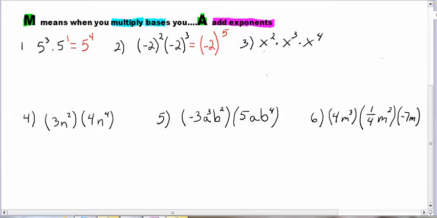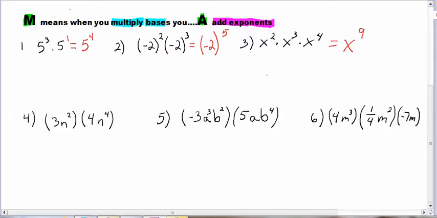Number 3, do I have the same base? X, X, X. Yes, I have my same base, so I'm going to write the X down as my base. And then I'm going to add my exponents. 2 plus 3 is 5. 5 plus 4 is 9. So it's X to the 9th power.